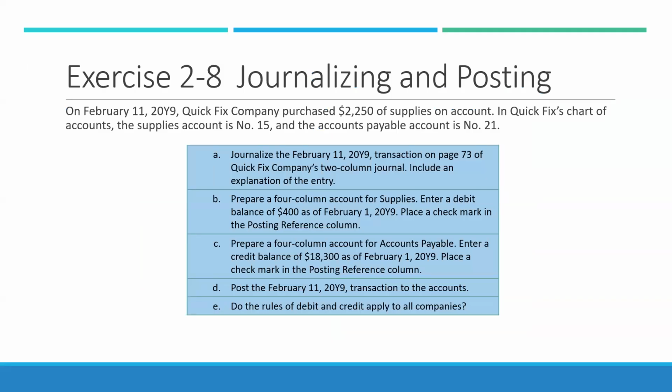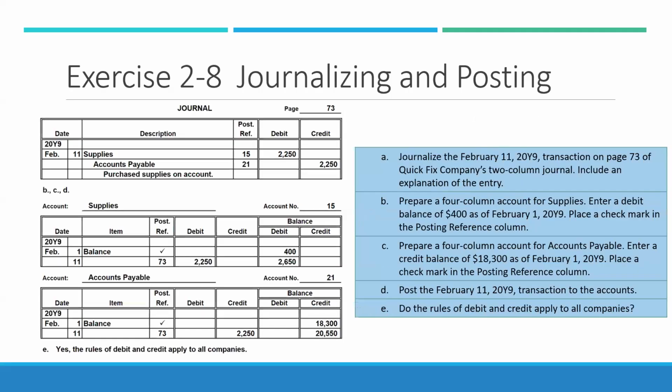So on February 11th of 2029, Quick Fix Company purchased $2,250 of supplies on account. In Quick Fix's chart of accounts, the supplies account is number 15 and the accounts payable is number 21. Journalize the February 11th, 2029 transaction on page 73 of Quick Fix Company's 2-column journal. Include an explanation for the entry.